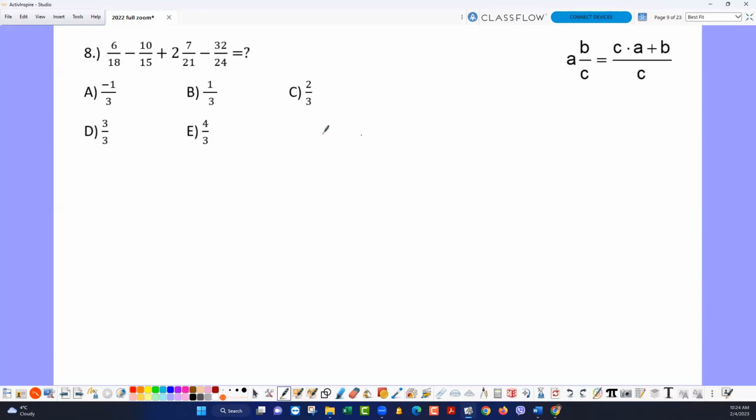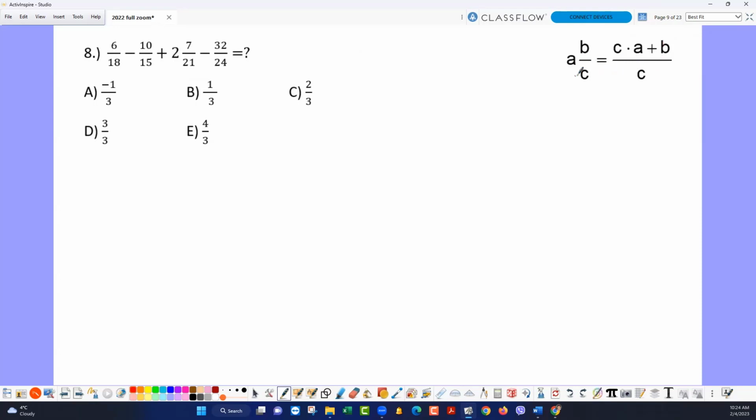Here we are going to solve fractions, but before solving the fractions, we need to get rid of this mixed term here. When you get rid of this mixed term, it's easy to solve. I'm going to explain how. Firstly, to get rid of the mixed number in the fractions, you are going to multiply c by a, then add b, and that's going to be your numerator.